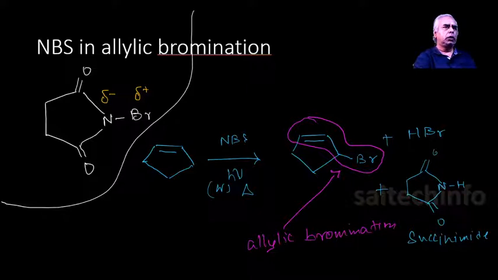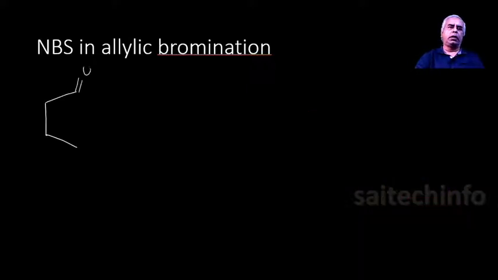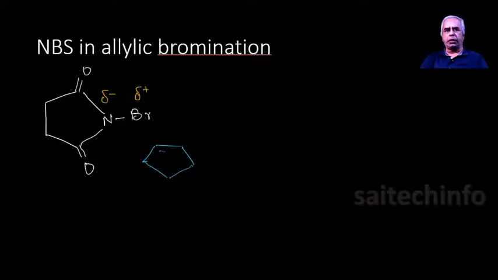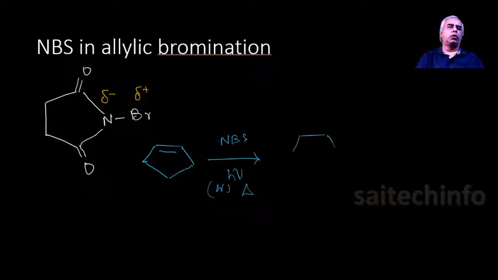Here, let us consider any alkene. Let us consider in this case cyclopentene. So this cyclopentene can be brominated using this NBS by heating in sunlight, that is photons, so that we are able to get the allylic bromination. Are you able to understand this?